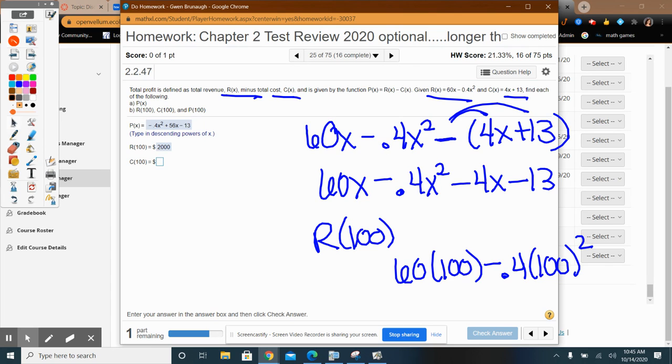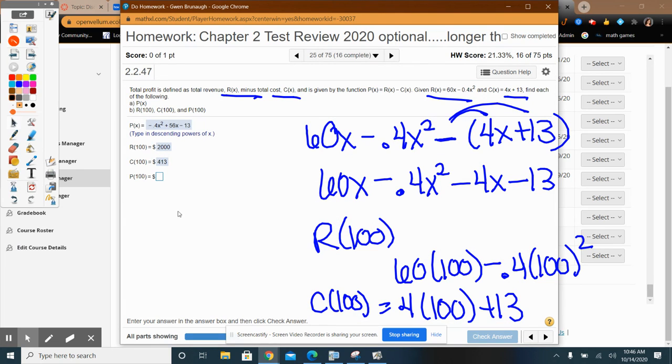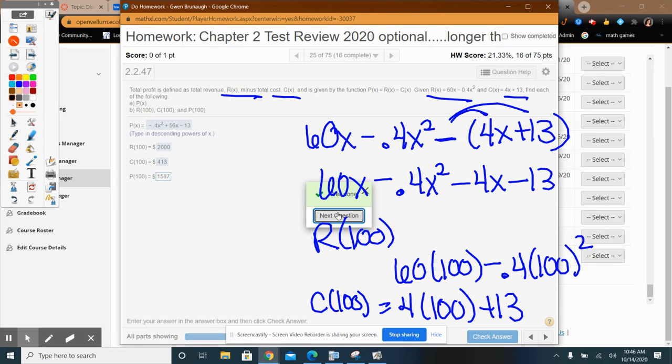They want the C of 100, which will be a little bit easier. C of 100 takes the 100 and plugs it in for x in the C function. So it'll just be 400 plus 13, which is 413. Now, to find P of 100, you can plug 100 into this equation if you want, but P is just the R value minus the C value. So if you just take 2,000 minus the 413, that's the more direct way to do it. You will get 1587. Yes, you could type 100 into that equation as well, and you will also get the correct answer.